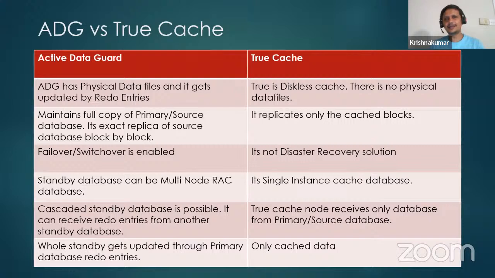And a cascaded standby is possible. I mean, a standby can receive the redo from another standby, but True Cache will receive data only from the primary database, the source database. And as usual, a standby will be a full setup database with the full data files, everything. True Cache will have only the cache data.